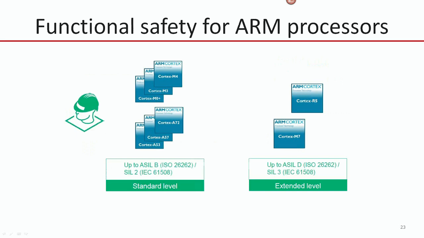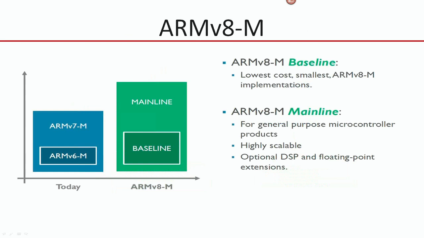So the ARM Cortex-M7 and Cortex-R5 are certified for use with ASIL-D and SIL3. The earlier Cortex processors are currently rated for ASIL-B or SIL2 safety development. Now, in addition to releasing the Cortex-M7, ARM have also announced their ARM v8-M architecture as well. So this will be a new generation of Cortex-M processors.